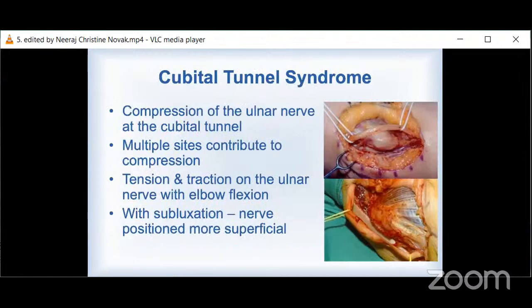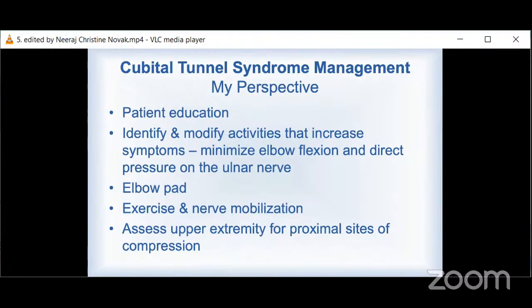Compression of the ulnar nerve at the cubital tunnel. It's important to recognize that there are multiple sites that contribute to the compression, and it's not just direct compression. It's also the tension and traction on the ulnar nerve with elbow flexion that contributes to the nerve compression. And in those patients who have ulnar nerve subluxation, the nerve is positioned in a more superficial position and more vulnerable to trauma and compression. So again, my perspective: a lot of patient education to have patients avoid activities that increase elbow flexion and put direct pressure on the nerve, and have patients wear an elbow pad.